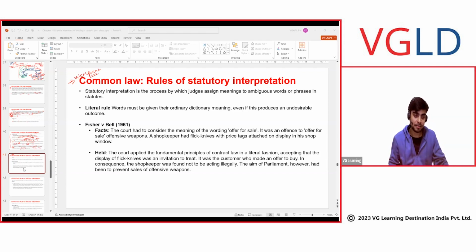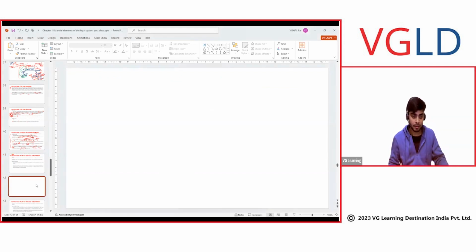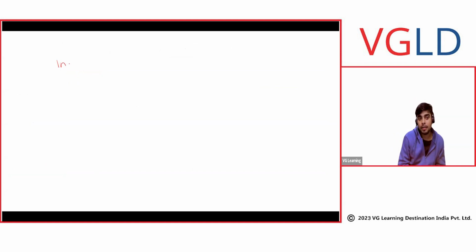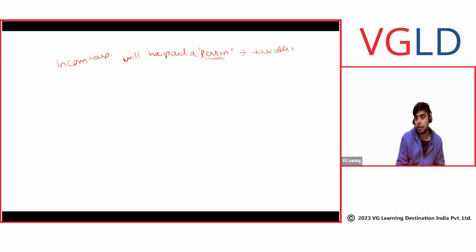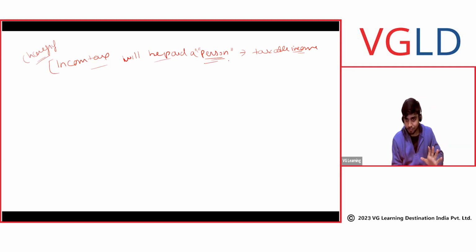Let me give you one example. In India, income tax will be paid by a person who basically has taxable income. I have given this in very simple terms, but what I'm trying to give you is just an example. If you read the exact charging section of the Income Tax Act, you would find it very difficult to understand. But I'm just giving you a very simple definition.